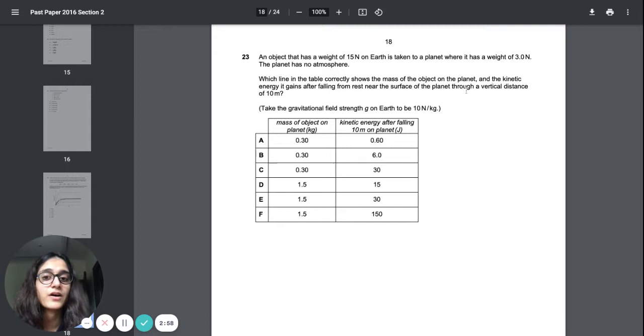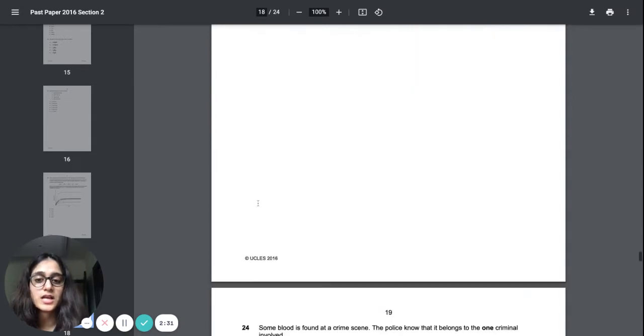To calculate the kinetic energy gained, we can calculate the gravitational potential energy lost, that is equal to mass times gravitational field strength times height. So height is 10 meters, mass is 1.5 kg, and gravitational field strength will be 3 newtons divided by 1.5 kg, that is 2 newtons per kg. So 2 times 10 times 1.5 would give us 30 joules. So the correct answer is option E.